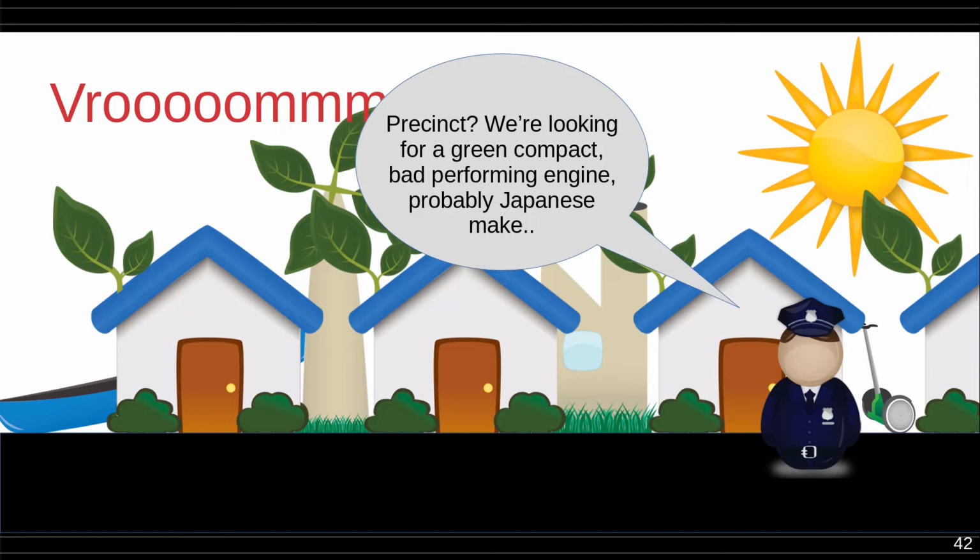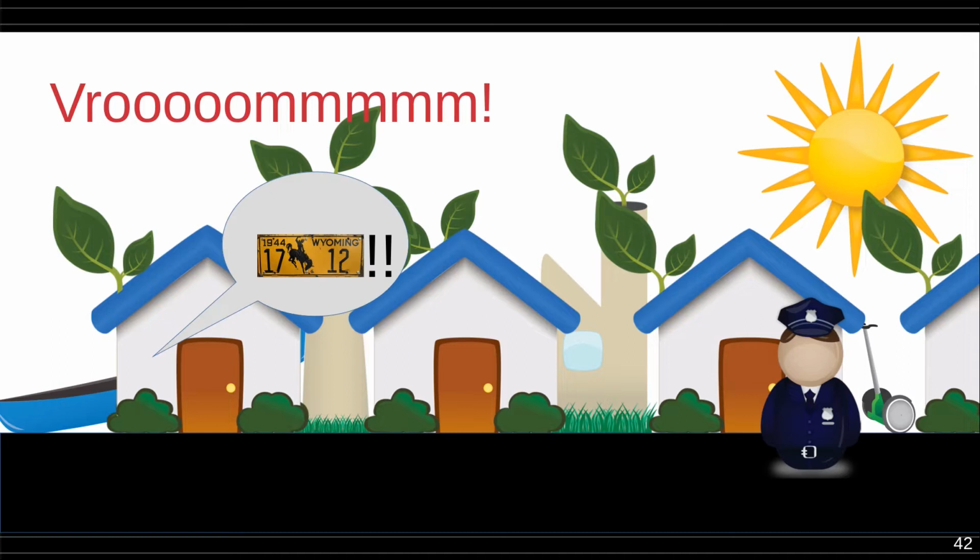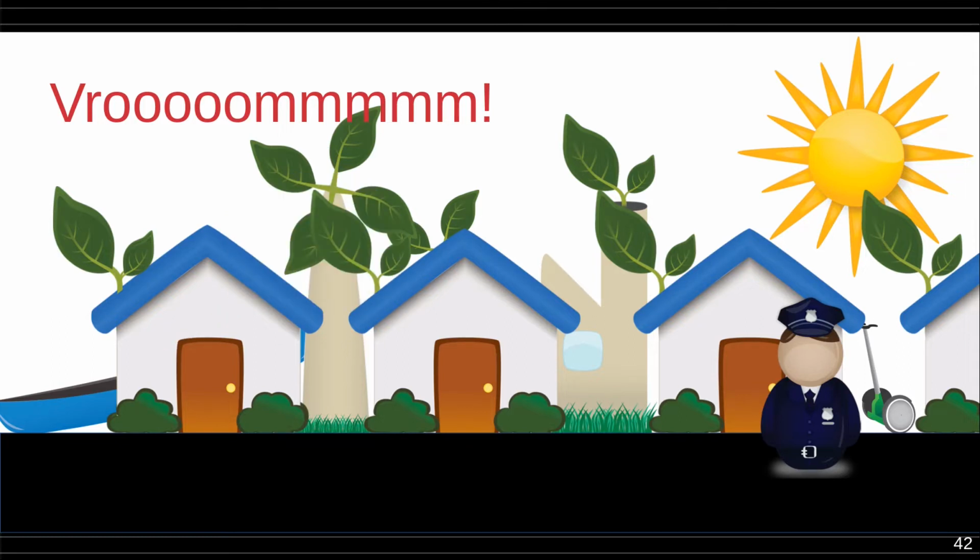Hello precinct, I want to report a speeding violation. We're looking for a green compact with a particularly bad engine, probably a Japanese make. It's got a Wyoming plate, 1712. Yeah, it's far easier to identify anything by using a unique identifier, like a license plate.